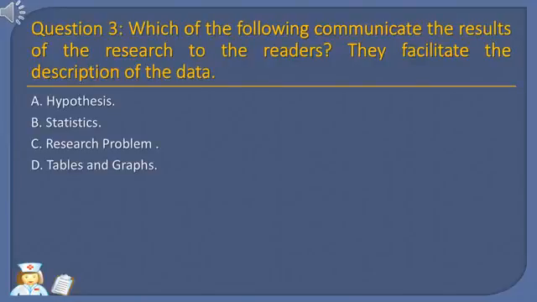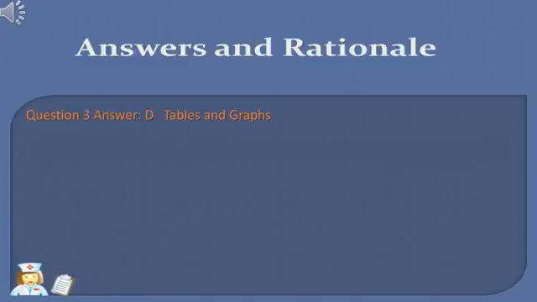Question 3. Which of the following communicate the results of the research to the readers? They facilitate the description of the data. A. Hypothesis. B. Statistics. C. Research problem. D. Tables and graphs. Question 3 answer. D. Tables and graphs.